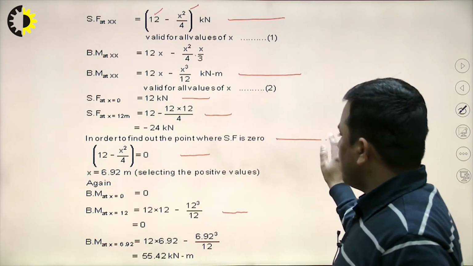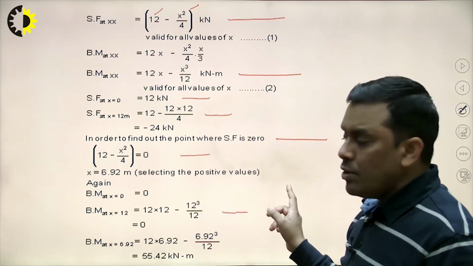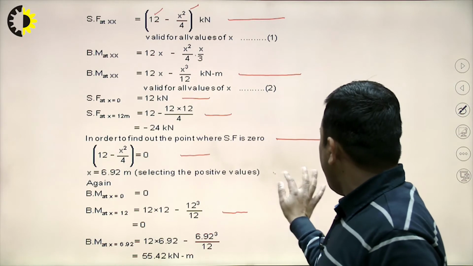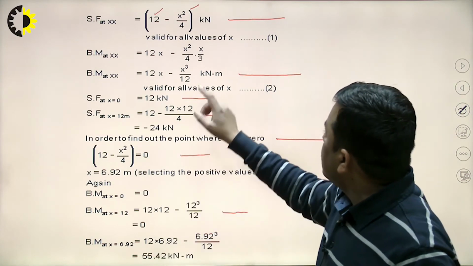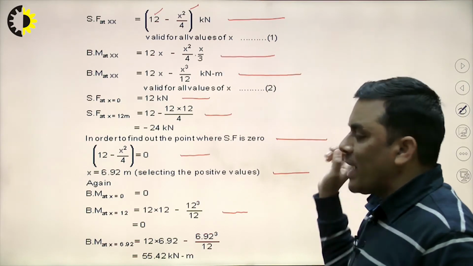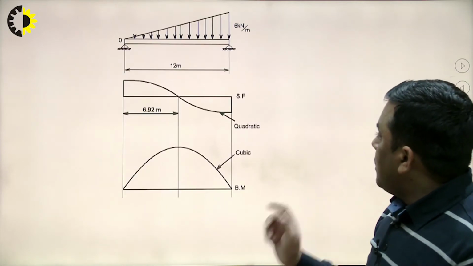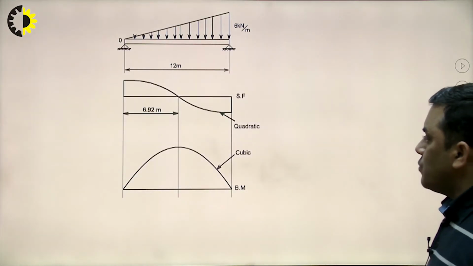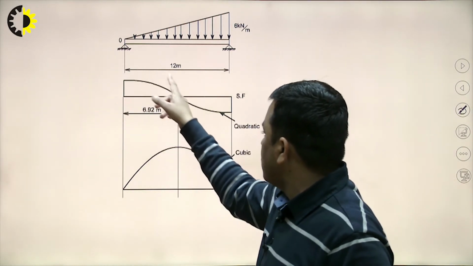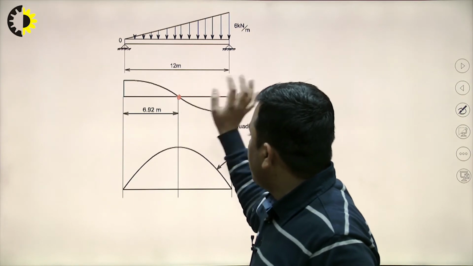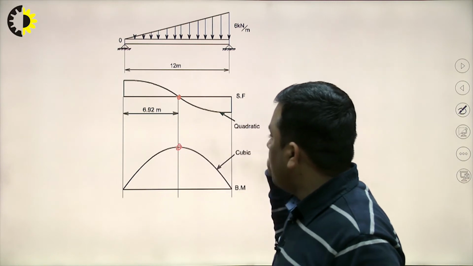In order to find the point where shear force is 0, 12 minus x square upon 4 equal to 0. By this we get the value of x equal to 6.92. When we put this x equal to 6.92 in this equation, we get the maximum value of bending moment in this beam. And this is the diagram: as the equation of shear force was quadratic, the curve is also quadratic. This is the point where the shear force is 0, and at this point the bending moment will be maximum.